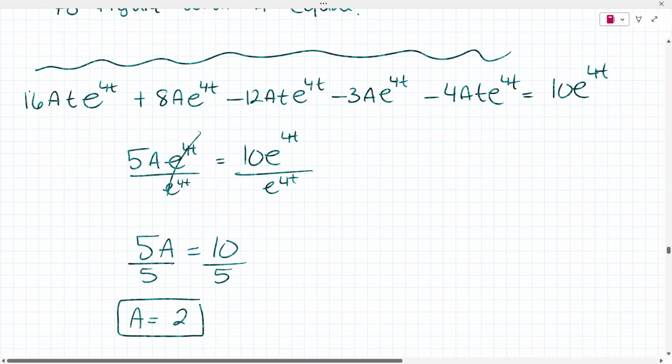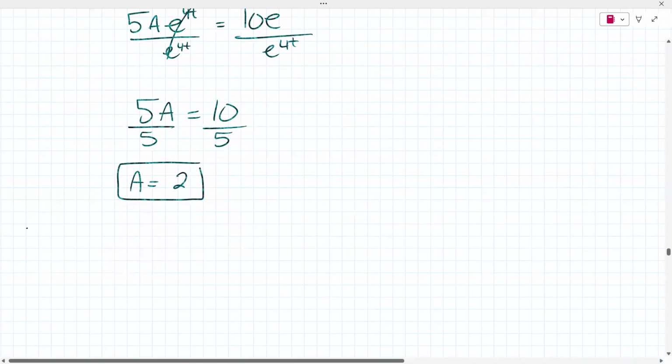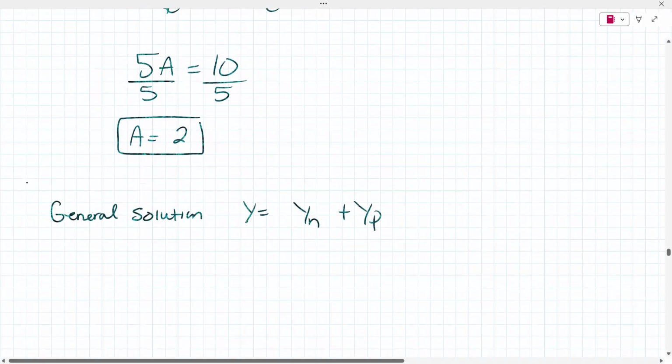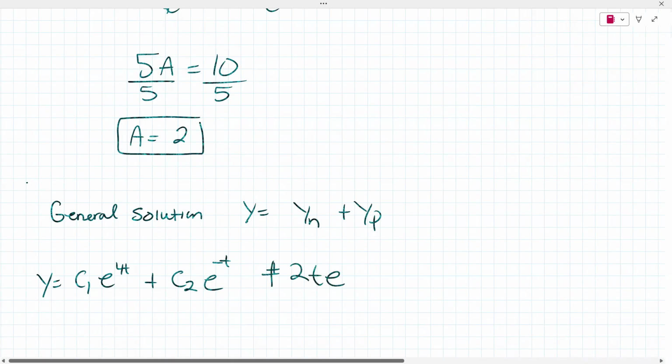Okay, so our general solution is y equals yh plus yp. Our yh is c1 e to the 4t plus c2 e to the negative t. And then our yp is 2t e to the 4t.